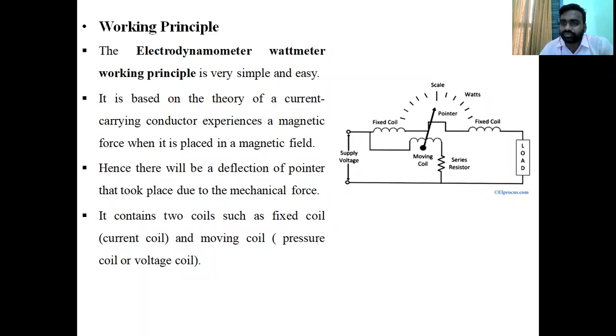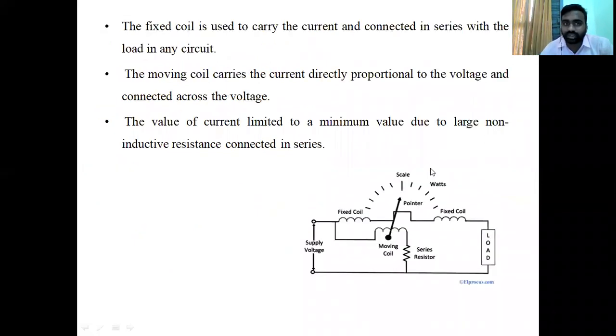So what will happen? The fixed coil will create a magnetic flux and the moving coil will create a magnetic flux. The current carrying conductor is placed in the presence of this magnetic field, and the pointer will start deflecting. So this is about the working.